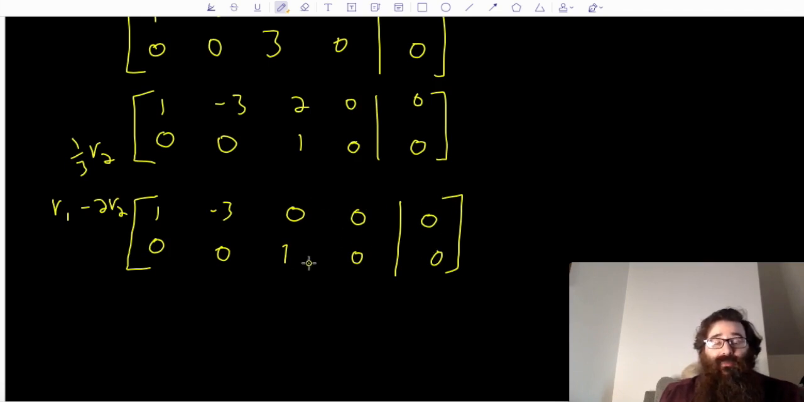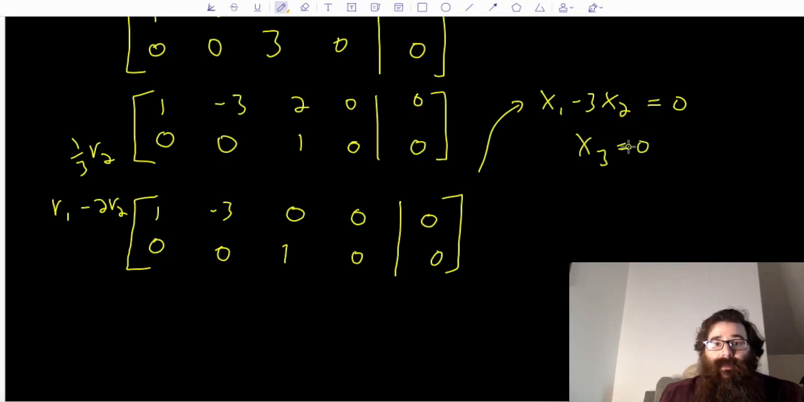Now this is fully reduced, so I have my fully reduced version of this augmented system, and now I can start to build my solution. Well, what is this first row saying? The first row is saying x sub 1 minus 3x sub 2 equals 0. And the second row is saying x sub 3 equals 0.